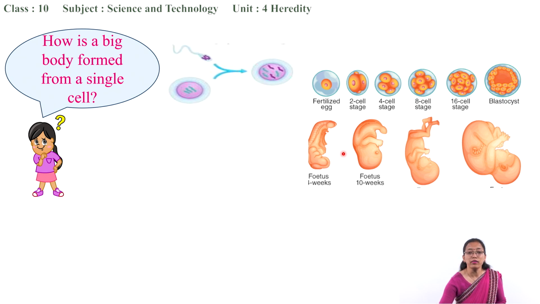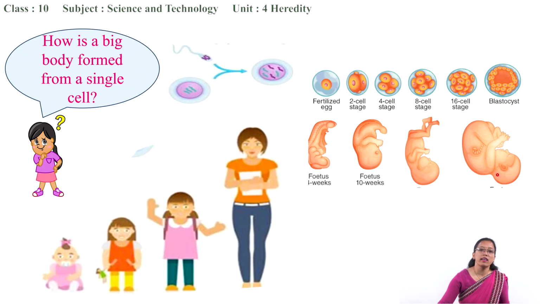This fetus again undergoes cell division many times. This 10 week fetus is somewhat larger than this, and slowly and steadily after 9 months, a baby is born. After the birth of the baby, growth again takes place. The small baby grows into a child who goes to school, then later the person becomes an adult. In this way, growth goes on stepwise.